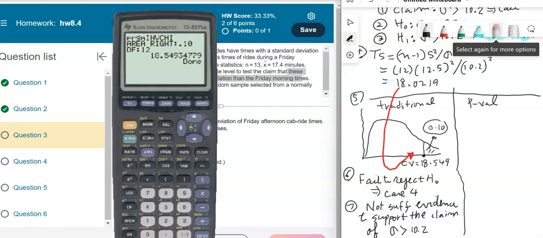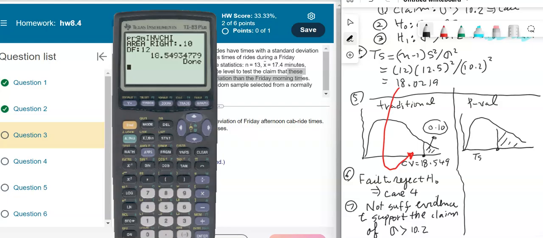If you use the p-value method, I'm going to just do it here, this area, right? So this is the test statistic, which is 18.0219. Over there is what, 999. We use that. You can actually use more 9s, that's okay. So this is the area, which is the p-value.